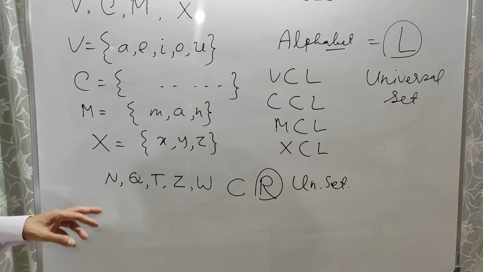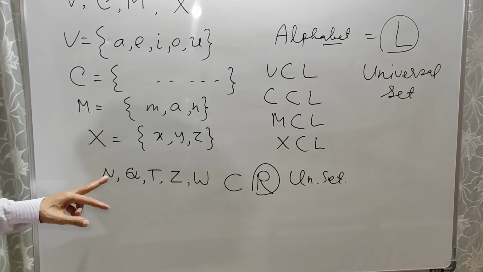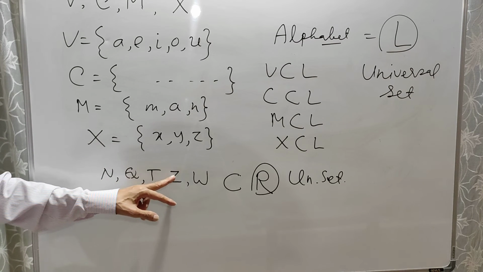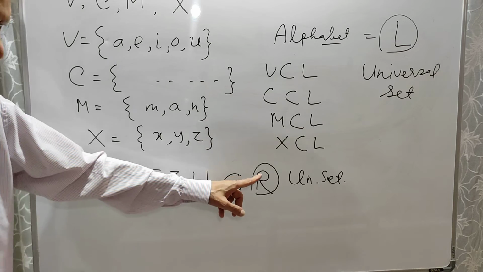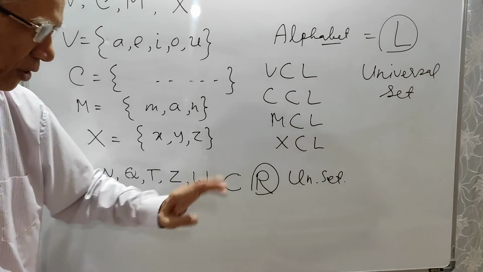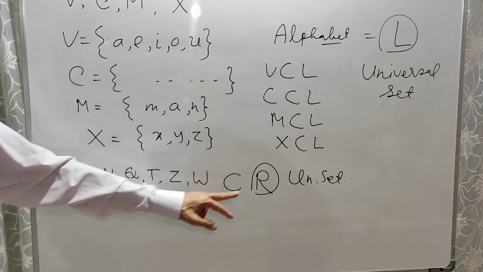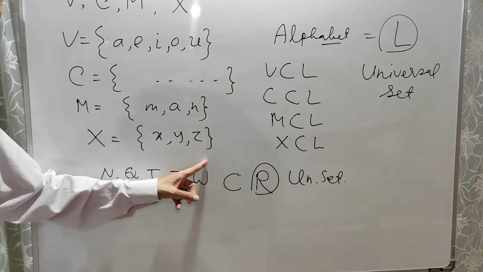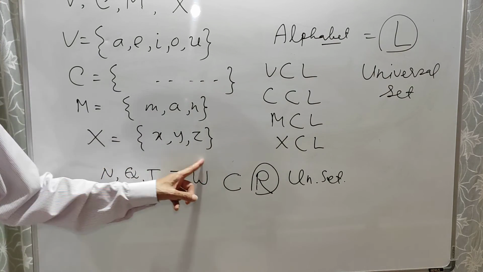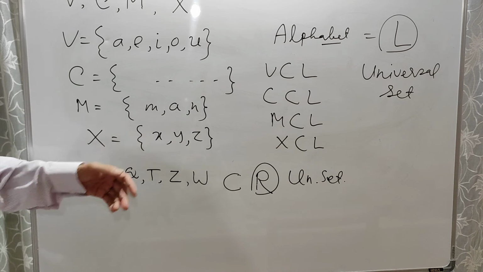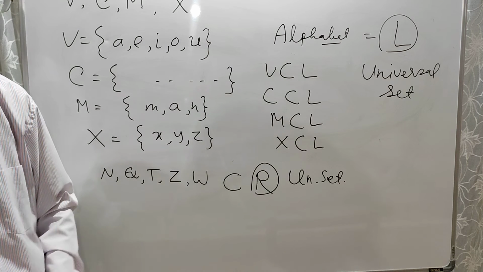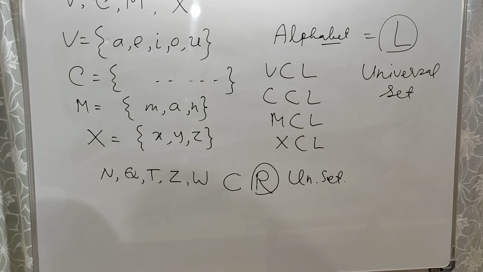So when you are discussing these five sets, the set of natural numbers, rational numbers, irrational numbers, integers, and whole numbers, then the set of real numbers will be considered the universal set, because the set of real numbers is a proper superset of all these sets. So it will be considered the universal set. So that is the idea of the universal set.